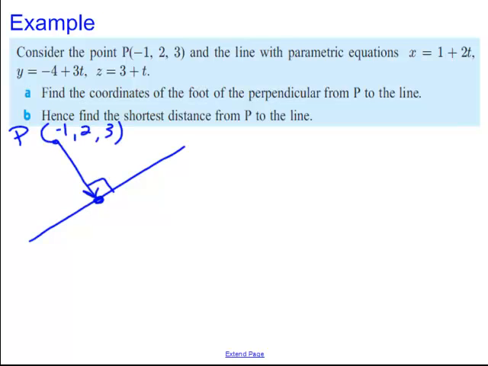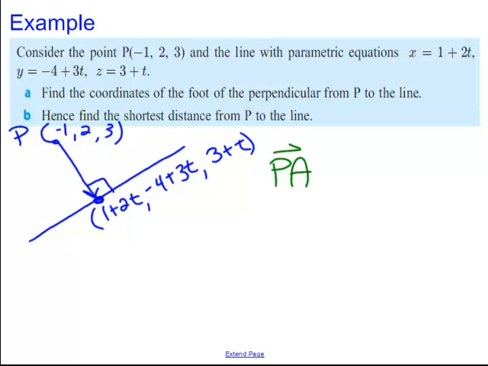And then I have the line that's made up of the parametrics for my x, y, and z value. So therefore here it's 1 plus 2t for x. My y is -4 plus 3t. And my z is 3 plus t. So I need to figure out when these two are perpendicular. So that makes up that coordinate point. So if they're going to be perpendicular, I have to find the vector from P to A.